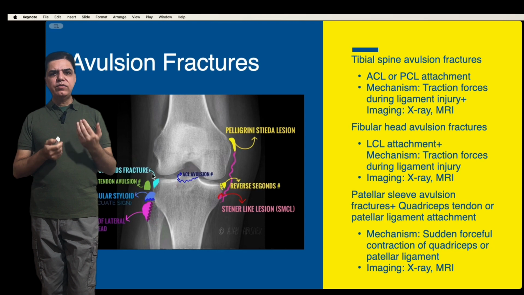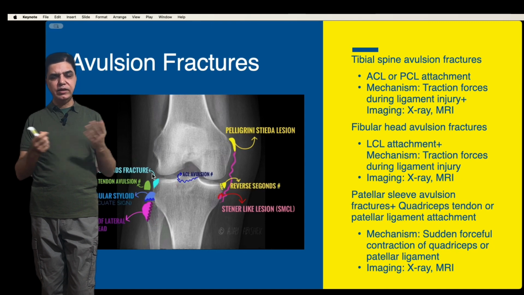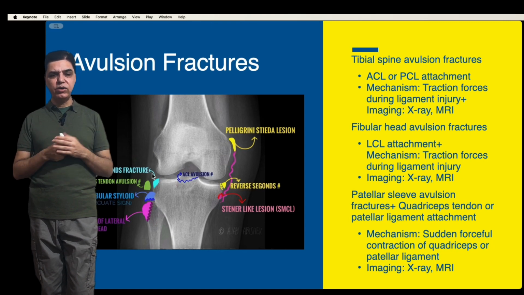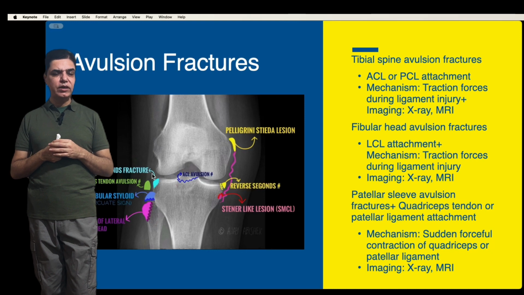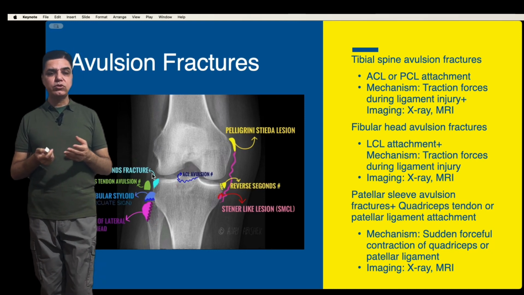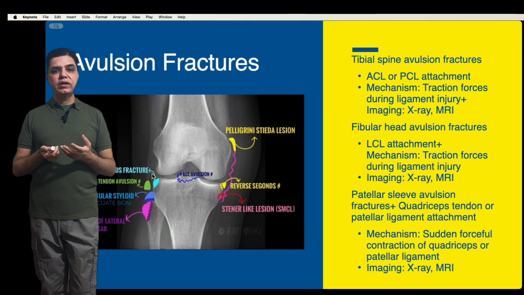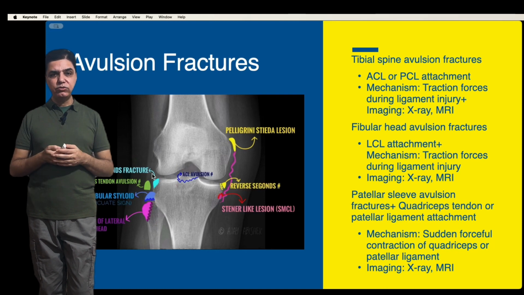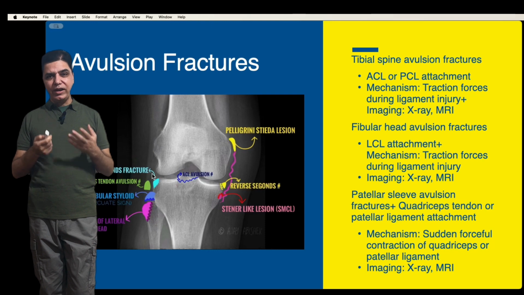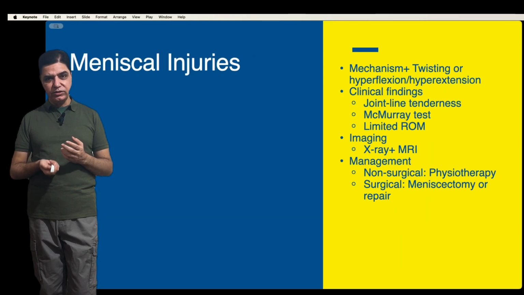So these are some of the fractures, and sometimes you can also get fractures in the patella as well, patellar sleeve fractures. Again, these are caused by injuries or by sudden violent forces, like violent contraction of the knee in sports injuries. Most of these avulsion fractures would be associated with ligamentous injuries, and later on MRI has to be done to see the extent of the actual ligament injury, because ligaments would not be visualized on X-ray. You can see avulsion fractures on X-ray, but not the ligamentous injuries.